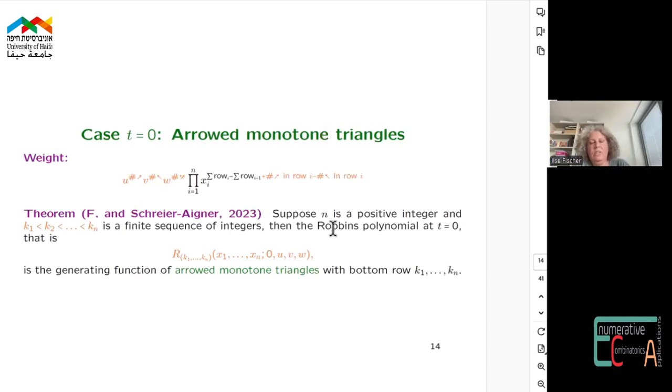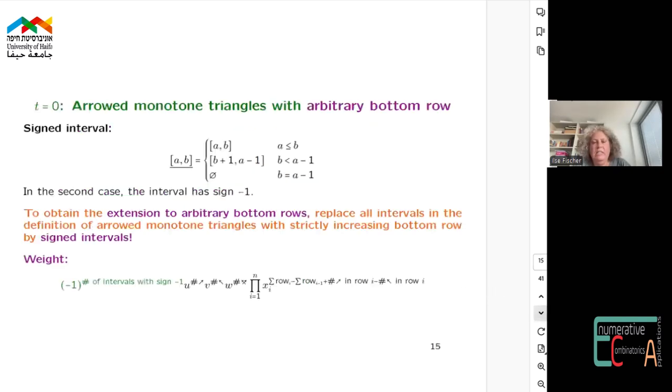And then the result, together with Florian Schreier-Eigner, is that the generating function of arrowed monotone triangles is given by this Robbins polynomial at t equal to 0. So we have a combinatorial model of these symmetric functions that I have defined, at least for the case t equal to 0, and it's very similar to what we have for Schur functions, but we have some decoration, so that's the only difference. But I also want to show you the case when t is general, so when it's not necessarily 0.